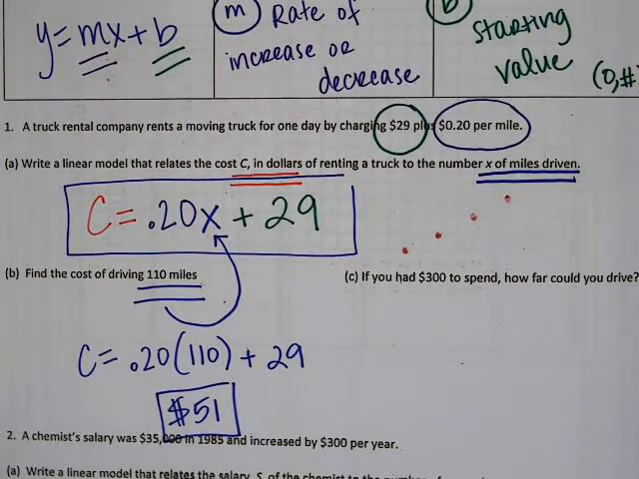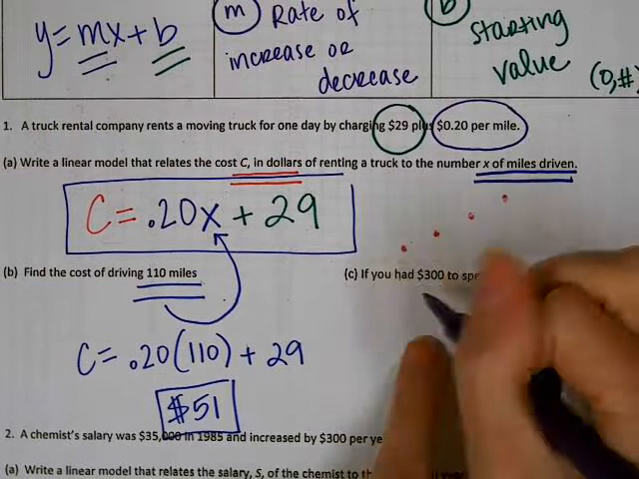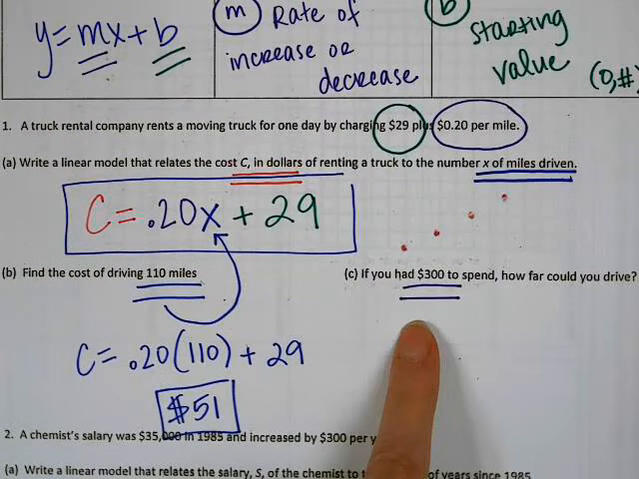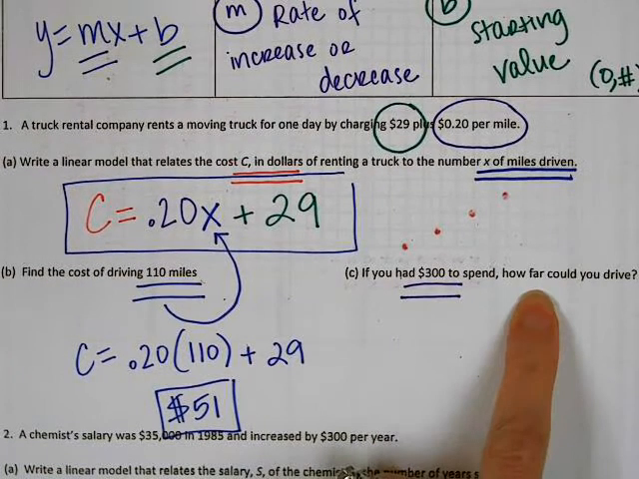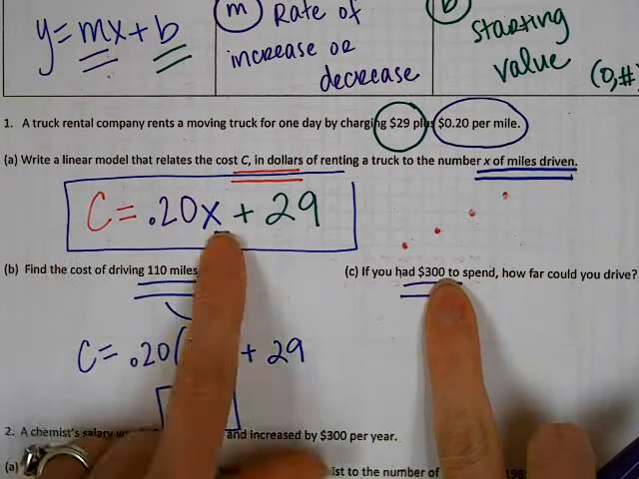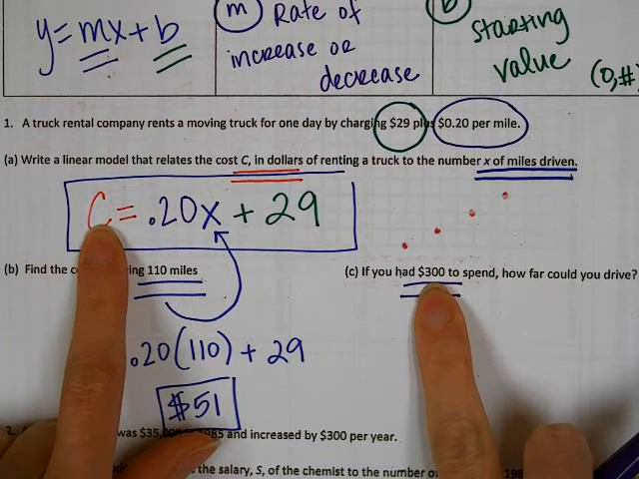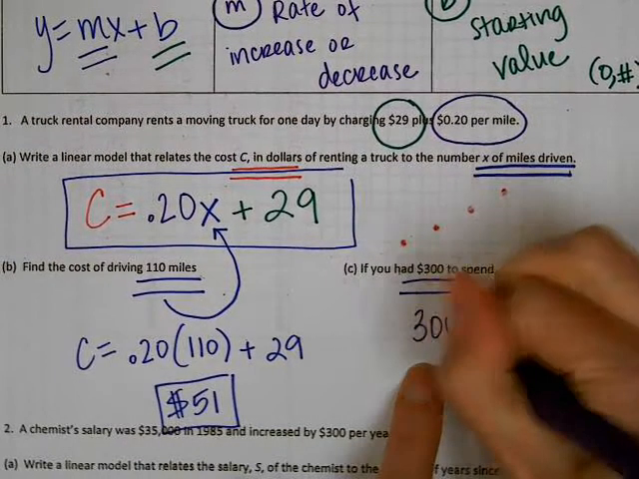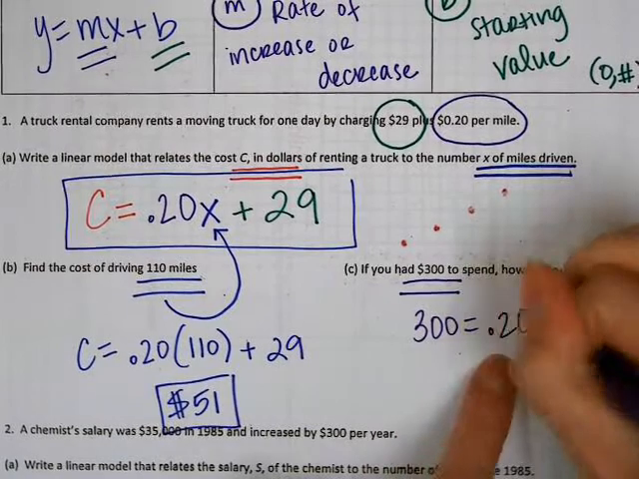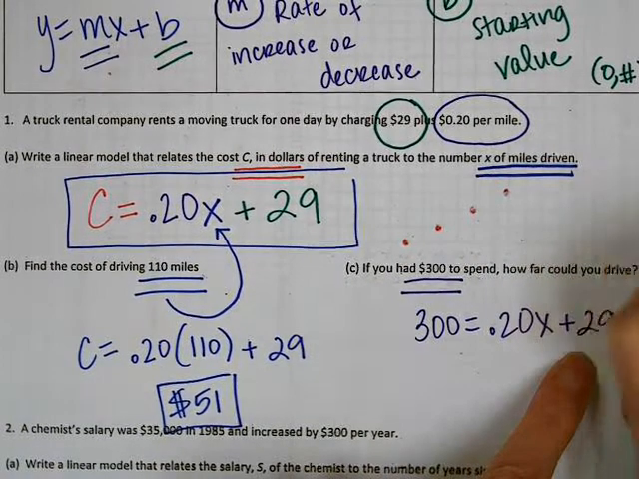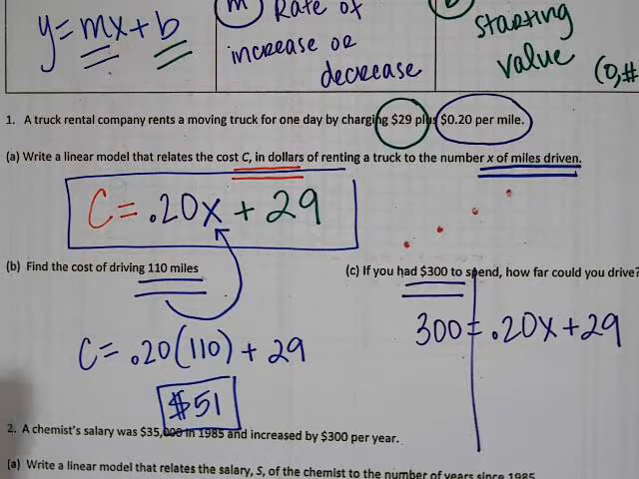And then B says, let's say you had a certain amount of money. How many miles could you drive? So now where does the 300 go? Well, if it's cost, it goes in for C. So this one, we put the 300 on the other side, and we need to draw the wall and solve for X.